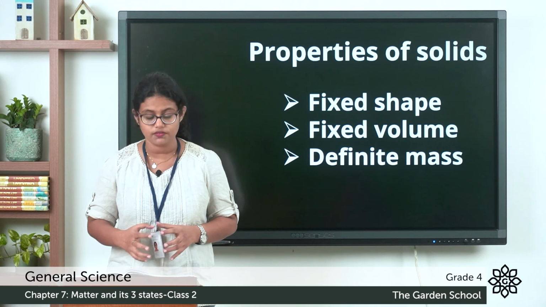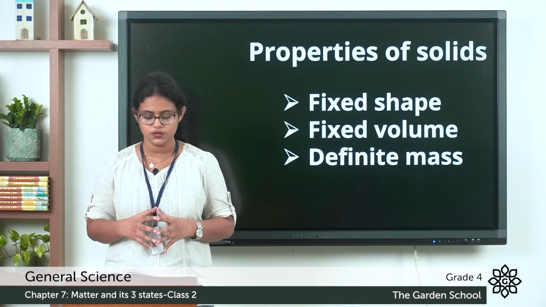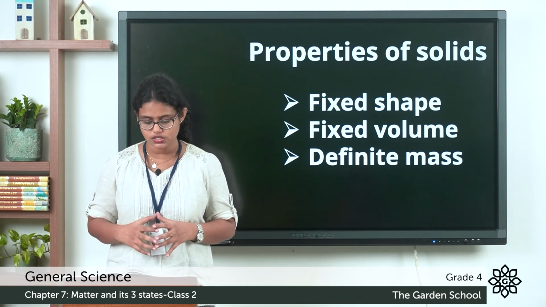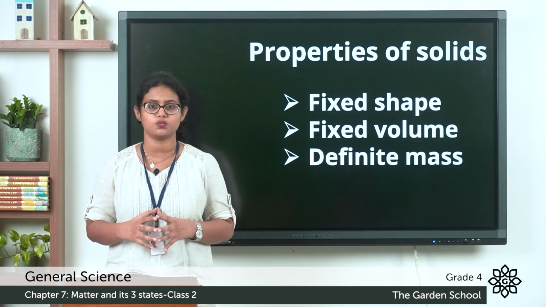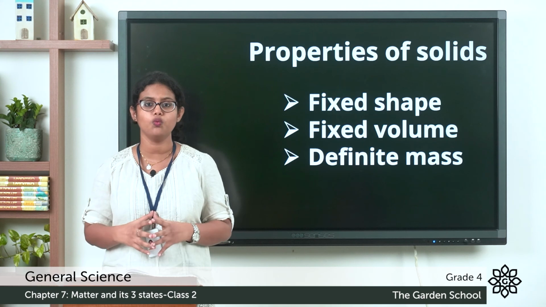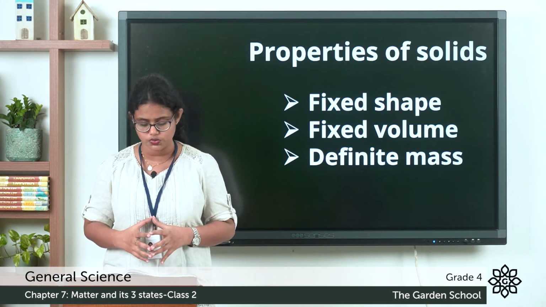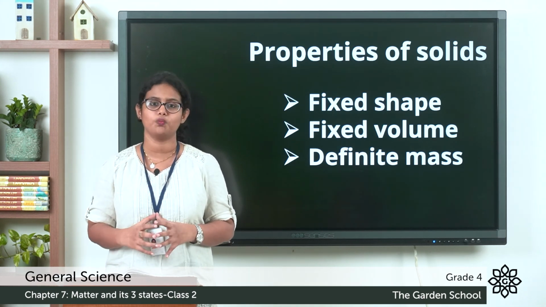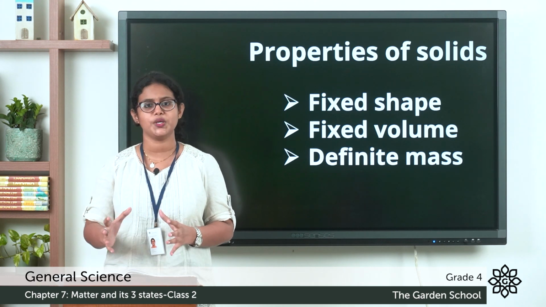On page number 74, there is a question given: Name 3 solid objects that you can see in the classroom. Instead of the classroom, just observe around your home and write 3 solid objects that you see in your home and write them down in your notebook.